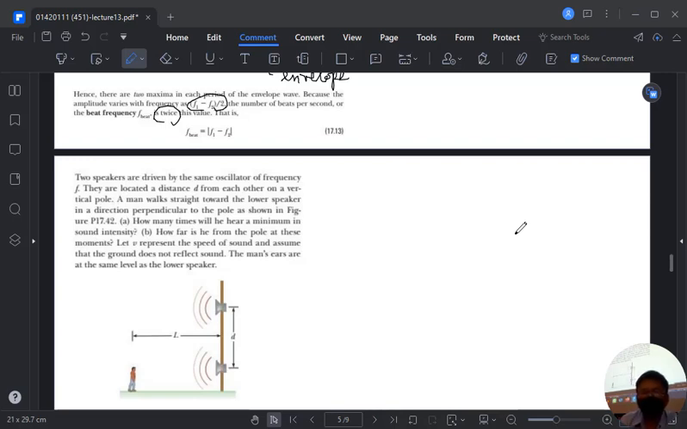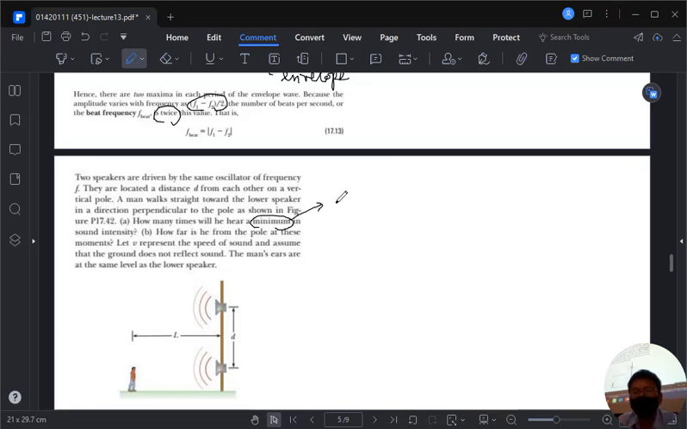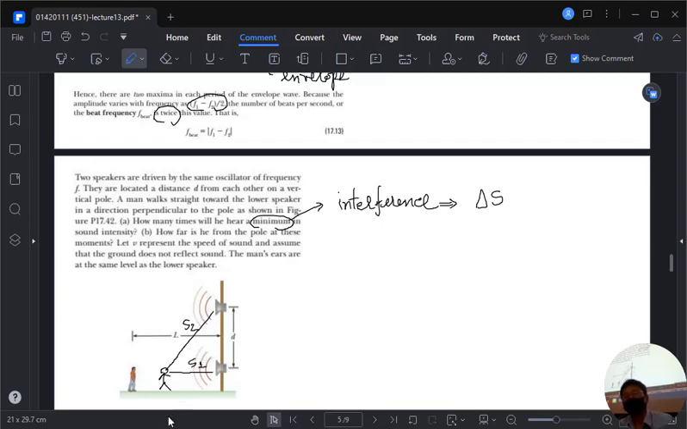See, the key word is minimum. Why minimum? Because of the interference, right? When we talk about interference, we talk about what? Delta S, right? So what you need to write down is when the man is here, he's gonna hear this and he's gonna hear that. This is S2, this is S1, right? Now you're going somewhere.